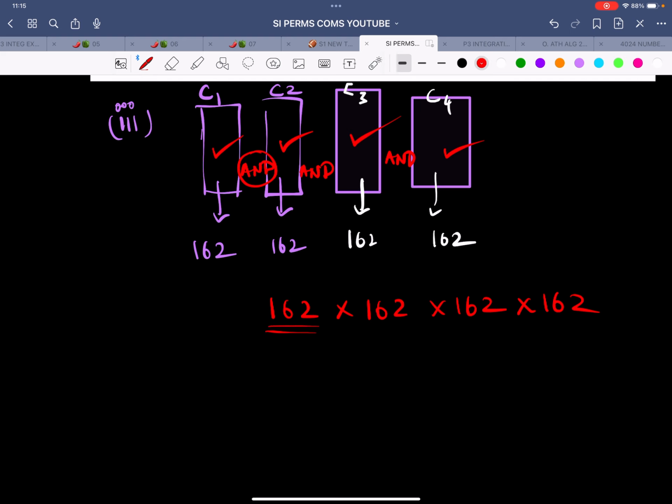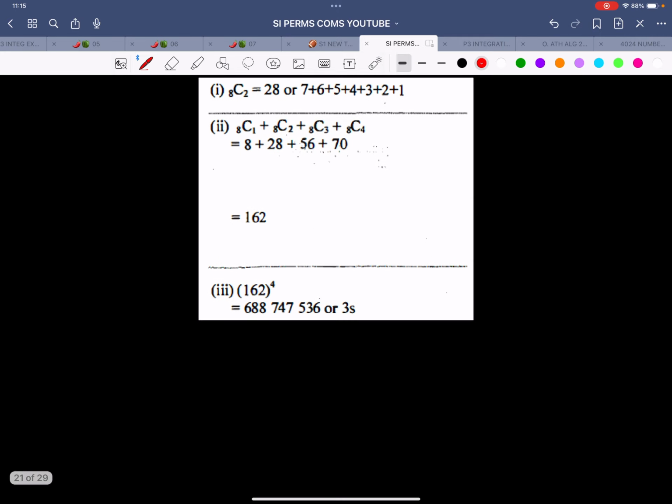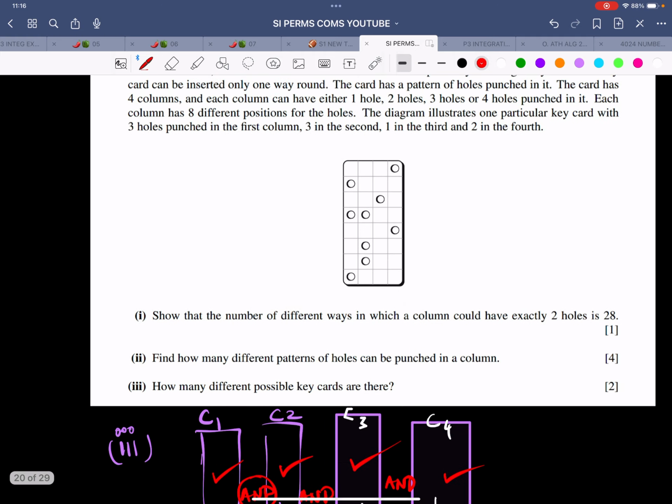This is the answer based on the second part. That is 162 raised to the power of 4, which is a very, very big number, and that's written over here: 688,747,536. So that is the answer. Of course, you can leave the answer as it is, because this is the answer in the exact form. You are not rounding off, so leave it as it is.